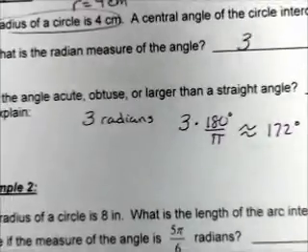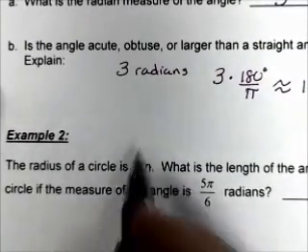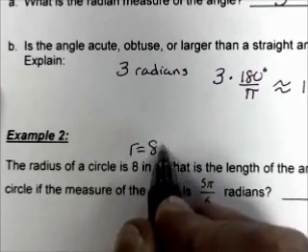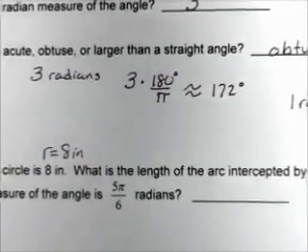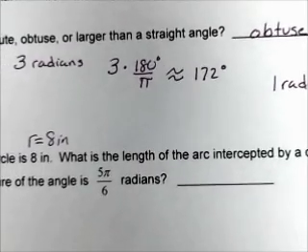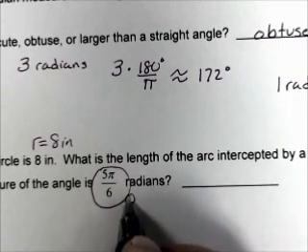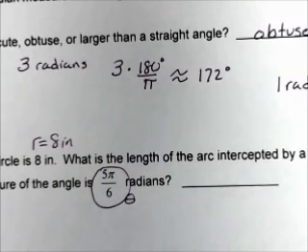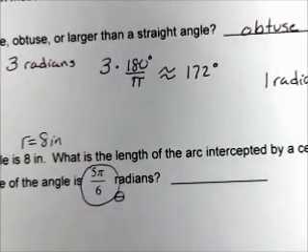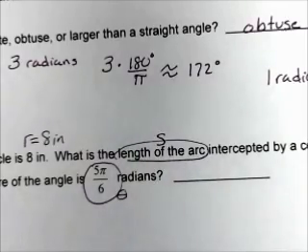Our next example: the radius of a circle is 8 inches. So r equals 8 inches. What is the length of the arc intercepted by a central angle of the circle if the measure of the angle is 5 pi over 6 radians? So the 5 pi over 6, this is our theta value, and we're looking for the arc length. What is the length of the arc? That's S. We're trying to find S.